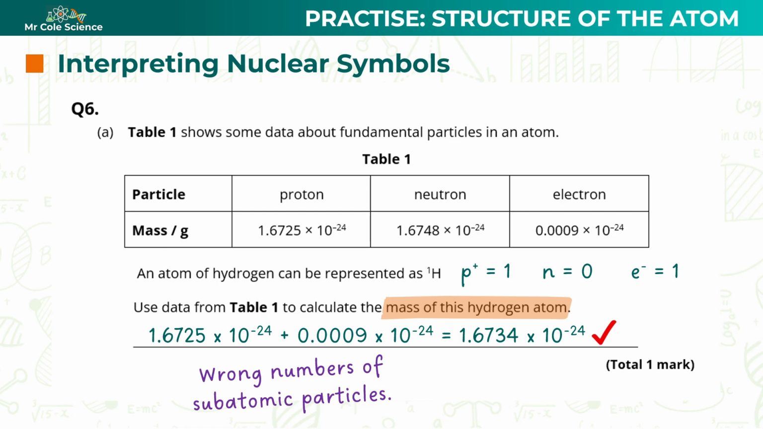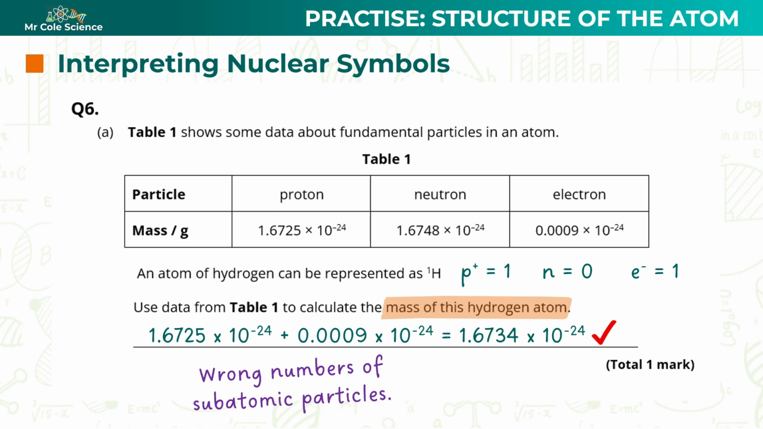Where students go wrong with this is by getting the wrong number of subatomic particles, and there's 2 probable reasons for this. Firstly, probably a consequence of how we actually teach atoms. We always say that atoms are made up of 3 subatomic particles: protons, neutrons, and electrons. Now, for most atoms, that is absolutely true, but for some atoms of hydrogen, it isn't. Most hydrogen atoms are actually only made up from 1 proton and 1 electron. But because we learn that atoms are made up of protons, neutrons, and electrons, students want to say that there must be a neutron.